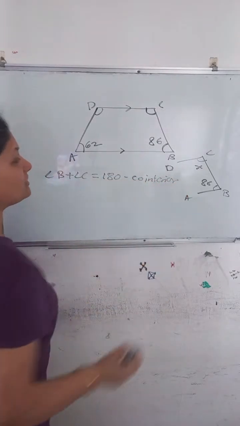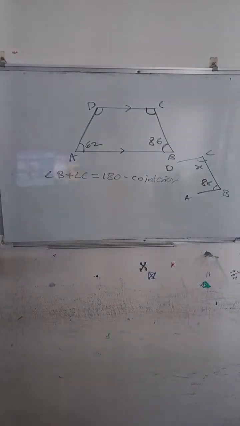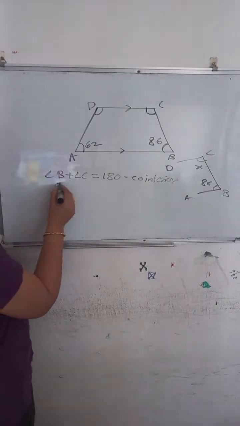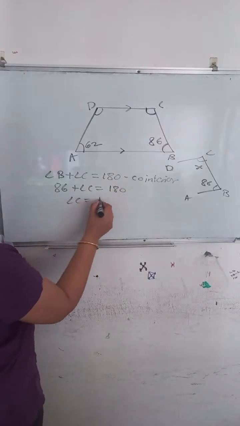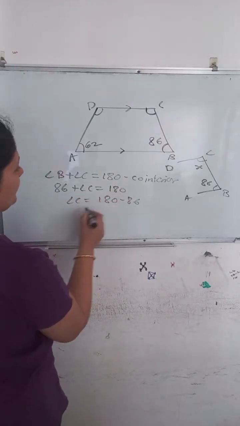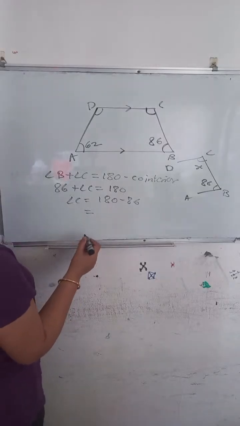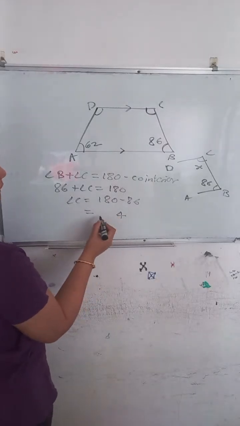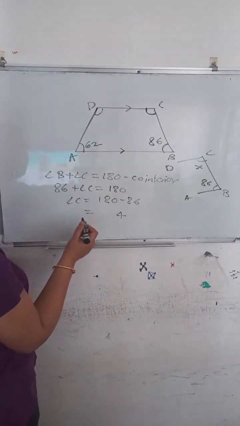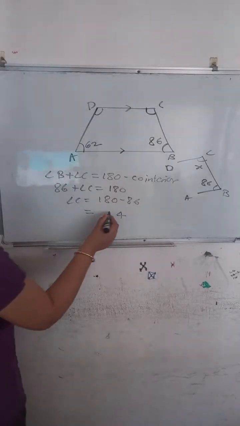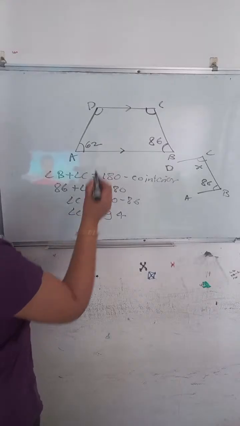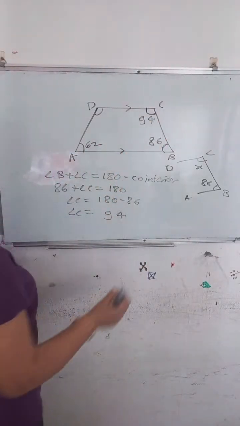Whenever the questions come for 2 and 3 marks, you must go for proper reasoning. So angle B is 86, angle C I have to find out, equal to 180. So angle C is equal to 180 minus 86. So 180 minus 86 is 94. So angle C I am getting here as 94.